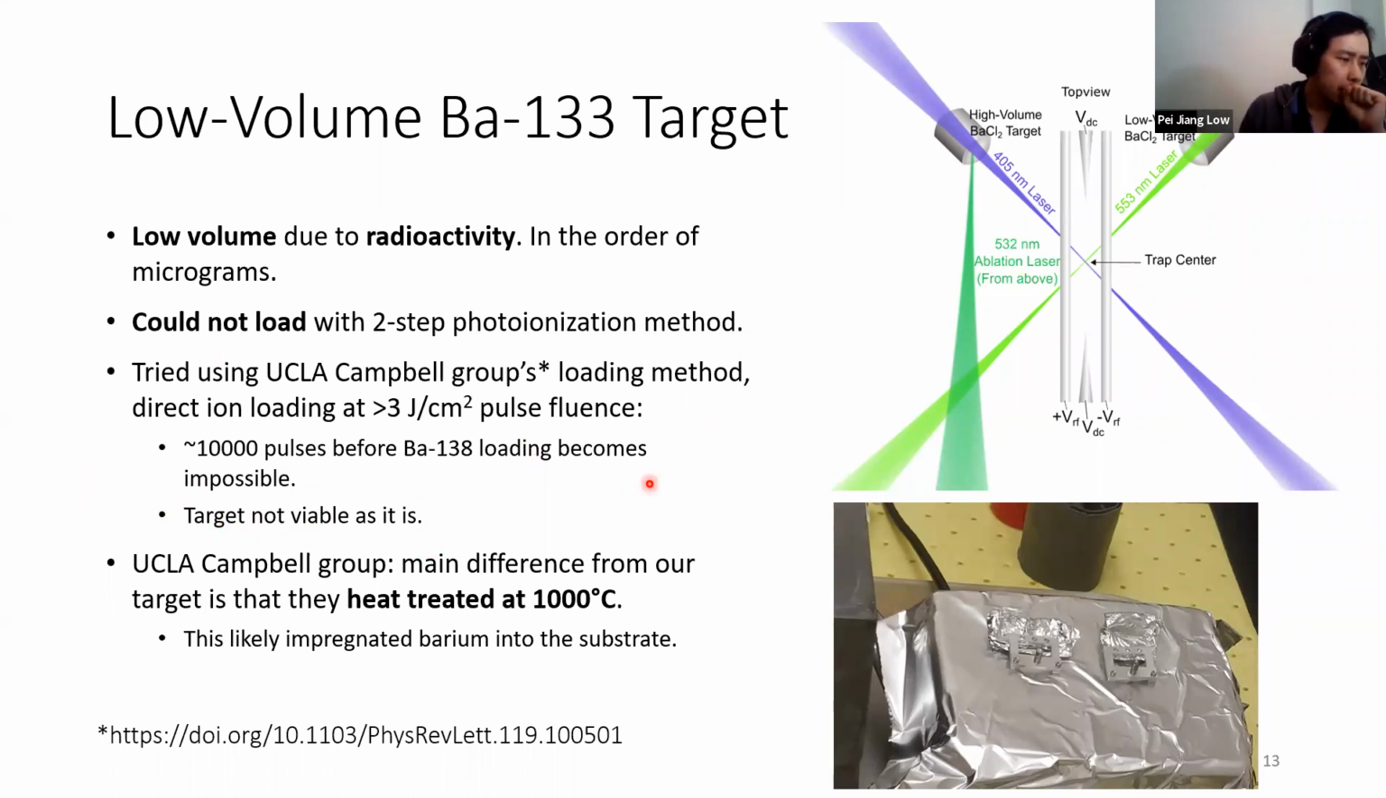And we suspect that the main missing step in our recipe is that the UCLA group heat treated their target to about 1000 degrees Celsius. And we suspect that this likely impregnated the barium into the substrate, and it adheres more nicely onto the target. And we suspect that, for ours, due to not heat treating it, when we blast it with our ablation laser, it just flakes off and blasts off from the surface, and just depletes the material from the target.